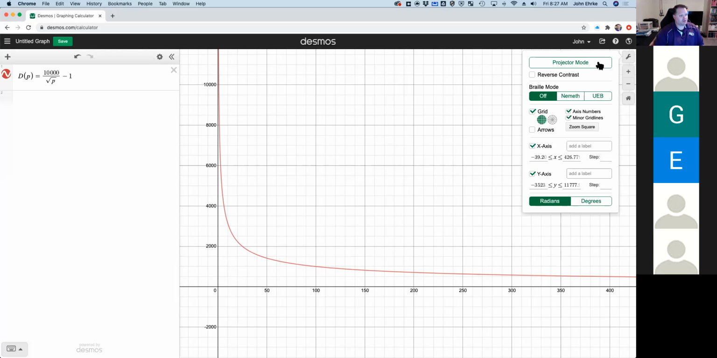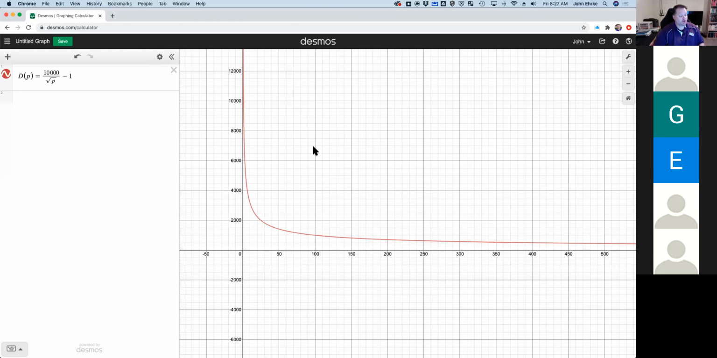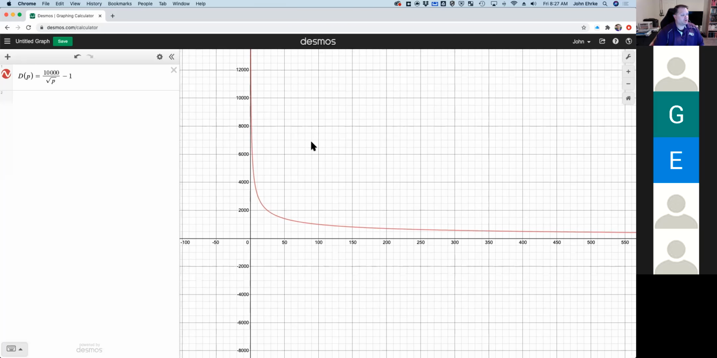Remember, you can adjust the window by clicking on the little wrench icon in the top right and then changing the x-axis and y-axis limits. You can also zoom in and out by using your trackpad or your mouse wheel, or if you're on an iPad, pinching in and out on the graph as well.